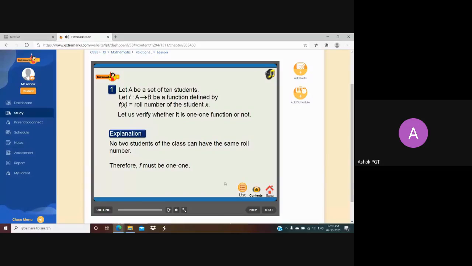Students, this is a very good example. A roll number can be allotted to only one student. Here the roll number is the output, and the student is the input. Do you understand this, students? Yes, sir. A roll number can be allotted to only one student. It means that one image can have only one pre-image. This is a perfect example for a one-one function.